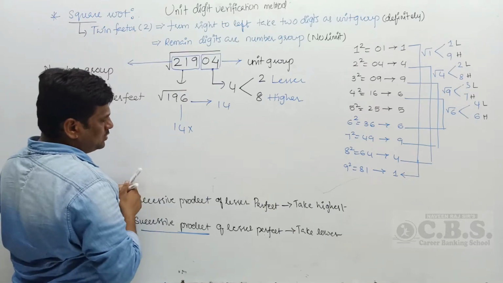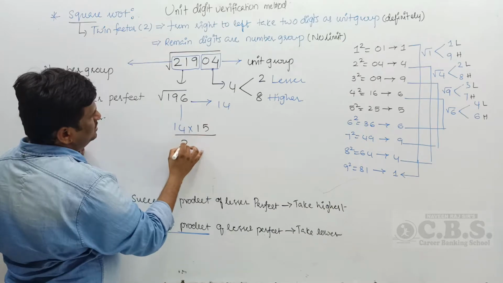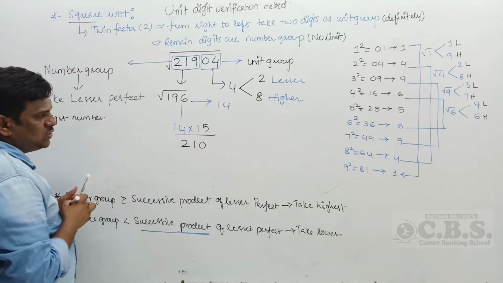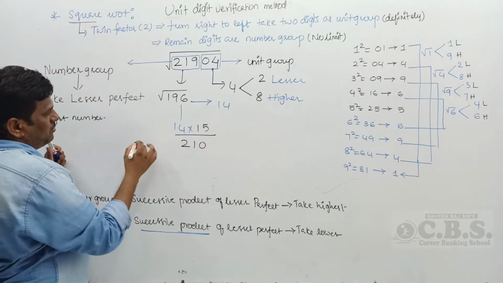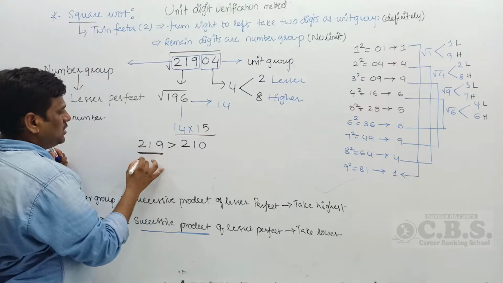It is 15. So successive product means 14 times 15. 14 times 15 is how much? It is 210. And our number is 219. Our number is higher.